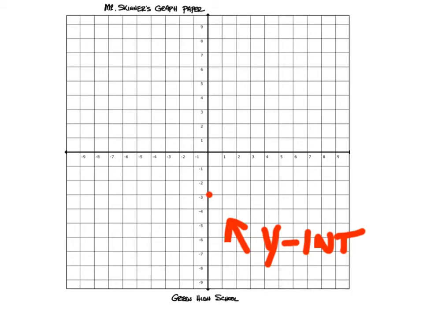There is your y-intercept. The y-intercept was minus 3, so you have to go down the y-axis and make a dot on minus 3. Now once you do that, you have to use the slope. Remember, the slope was 2, which is the same thing as 2 over 1. When you put the slope in, it looks like this.